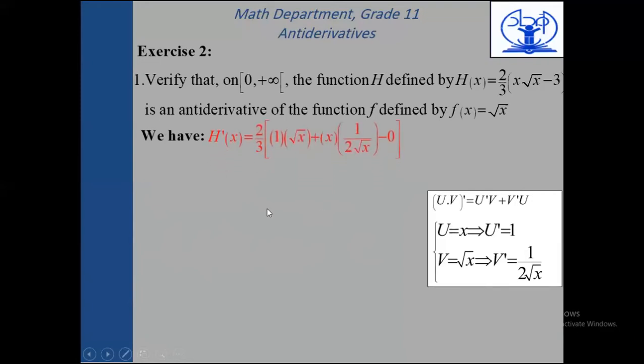Now, to find the derivative, this function is nothing but u times v, x times radical x. 2 over 3 is a constant, so it's 1 times radical x plus v prime u. Or you could have written x radical x as x to the power 1.5, and consequently you could have avoided the product rule. In all cases, use whatever method you need to find the derivative, and simplifying the answer, you will get in the long run radical x, which means that h of x is an antiderivative of radical x.